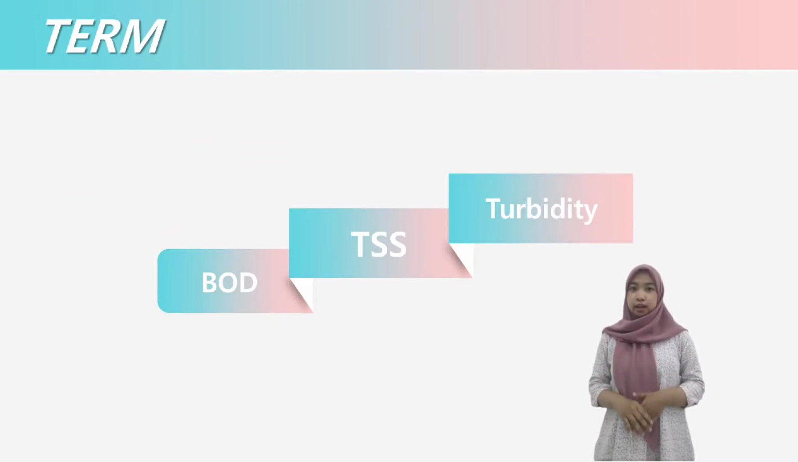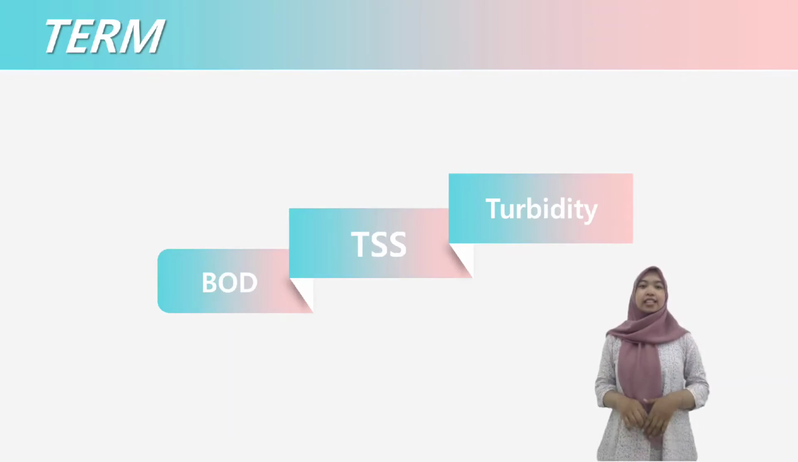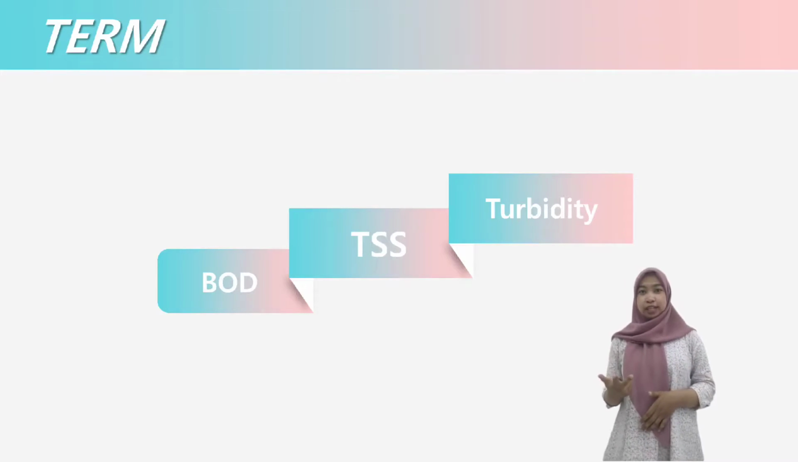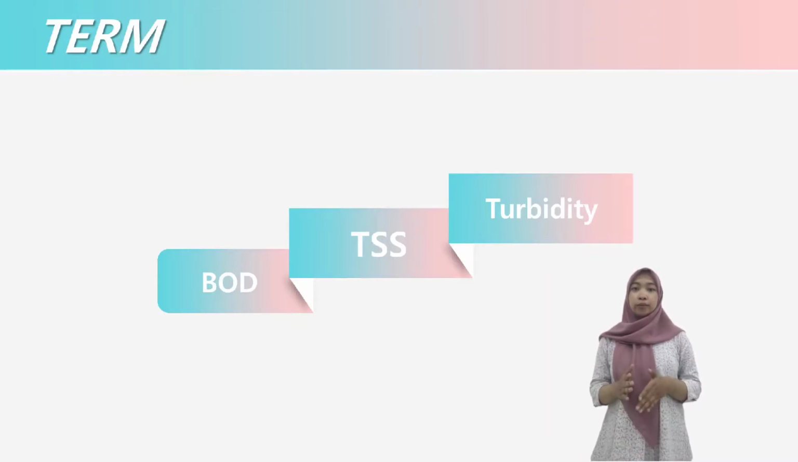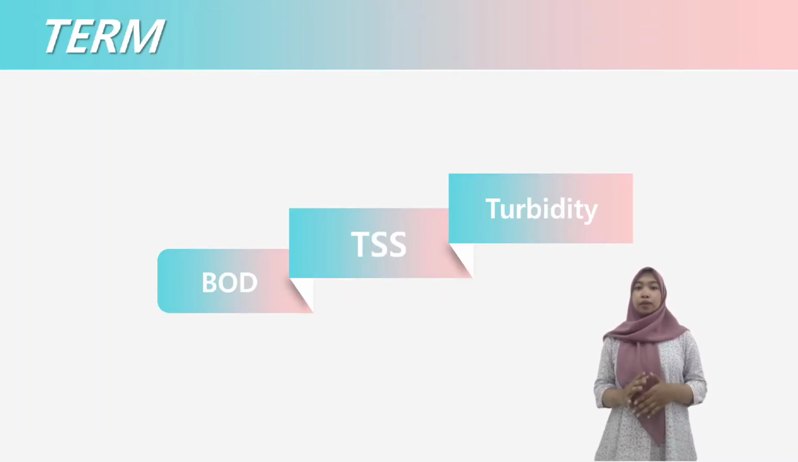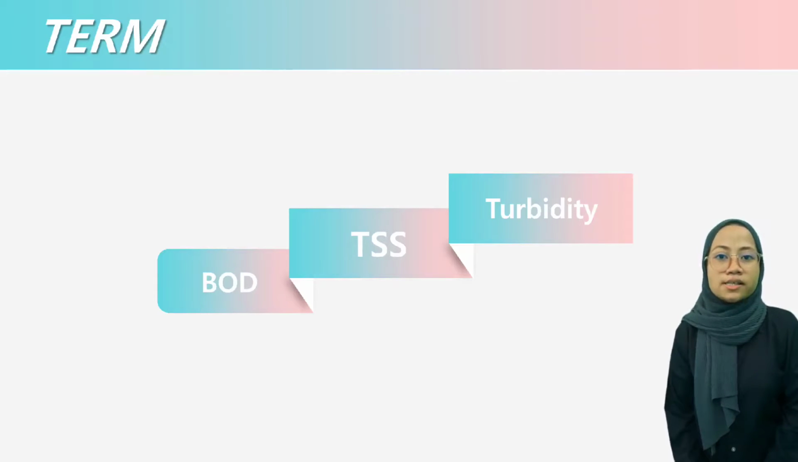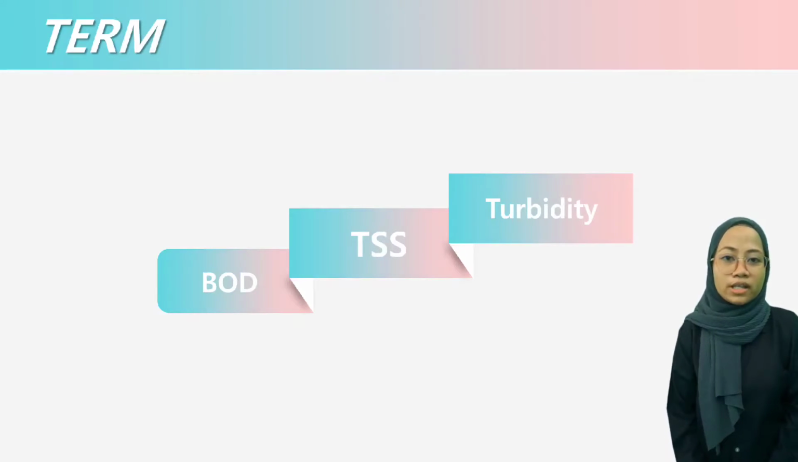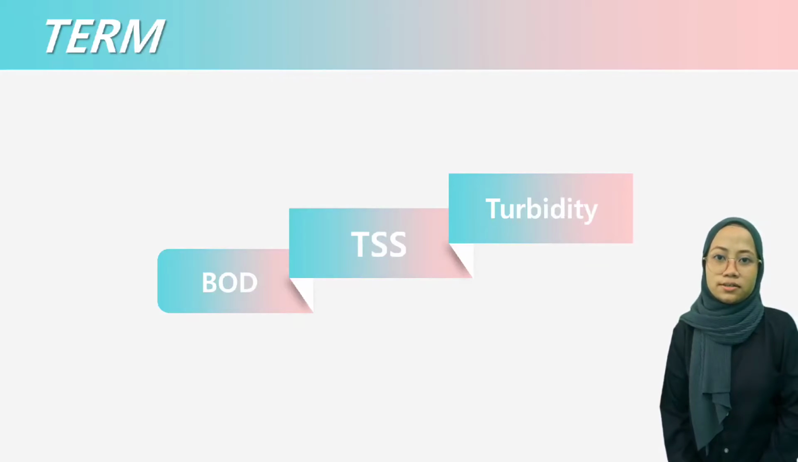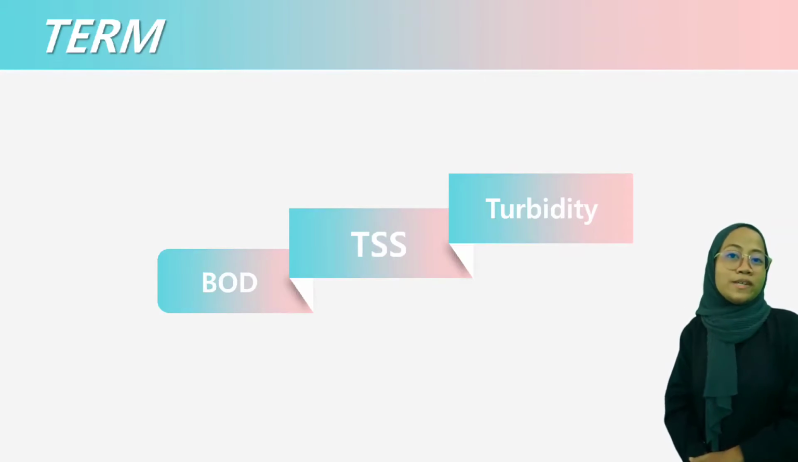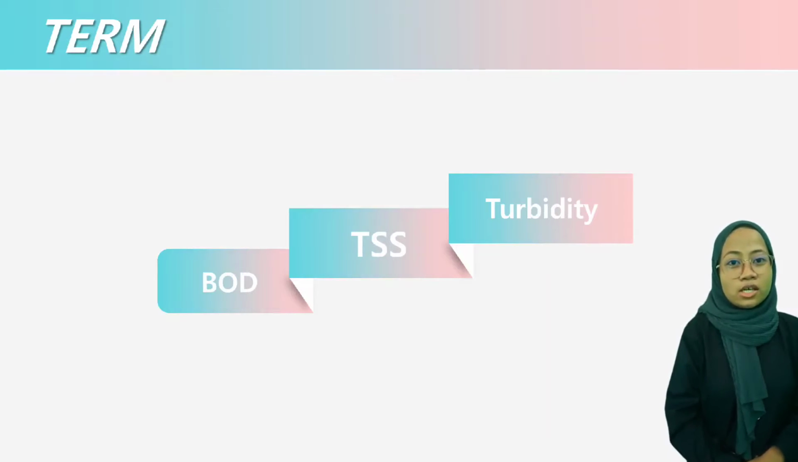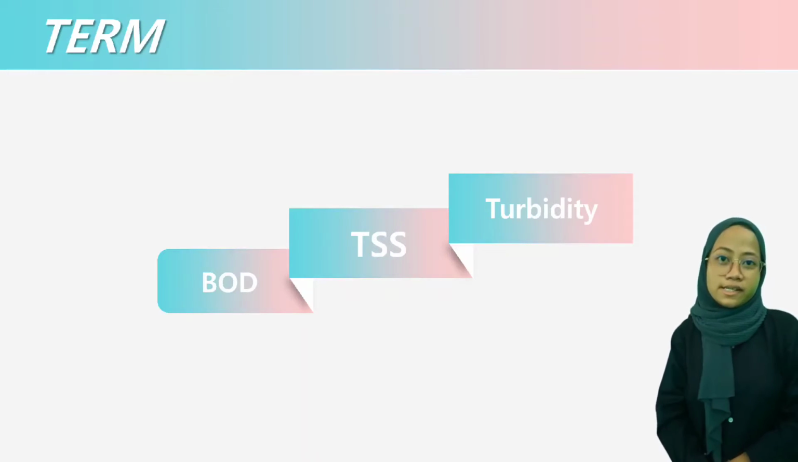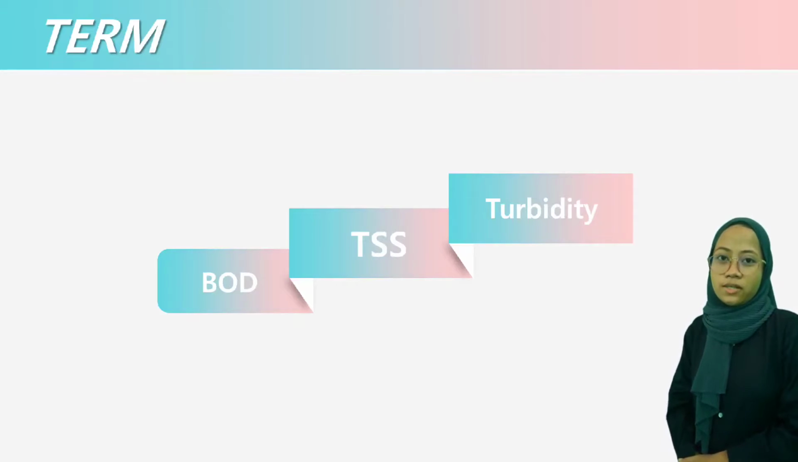Before going to my material, do you know about BOD, TSS, and turbidity? So I will explain in general what BOD, TSS, and turbidity are. For the first, BOD or biochemical oxygen demand is used to determine the amount of dissolved oxygen used by microbial oxidation of organic content. Total suspended solid or TSS describes the amount of matter of particles suspended in the water. And turbidity is a measure of the degree of water transparency due to the presence of suspended particles.